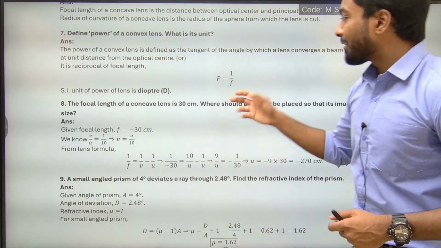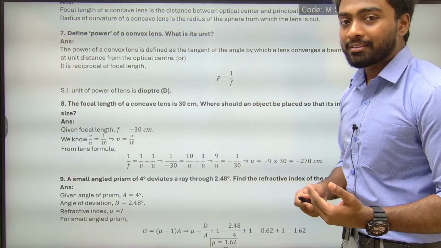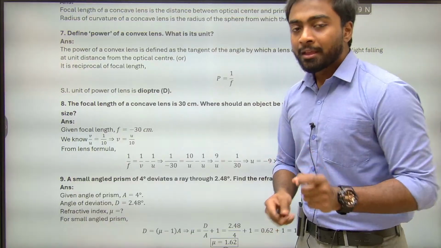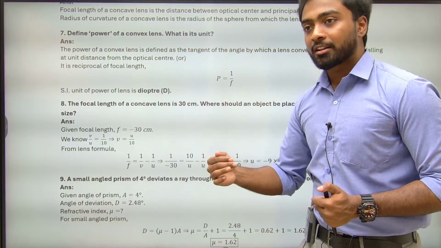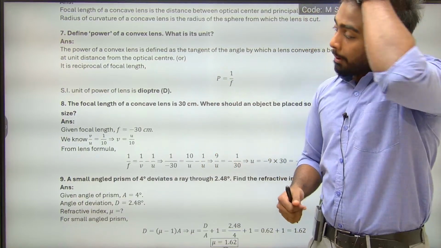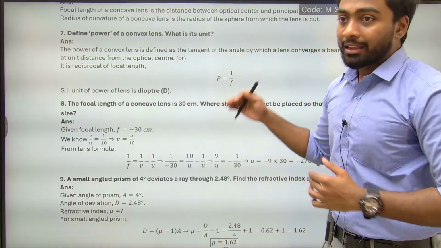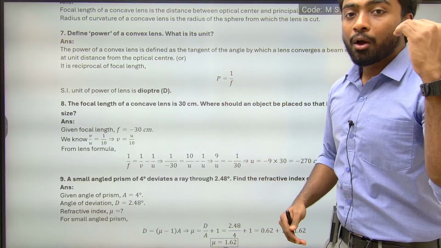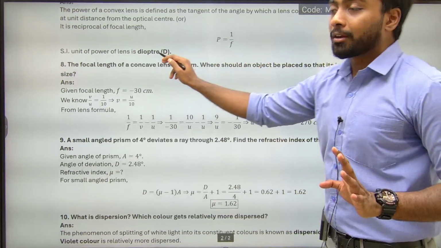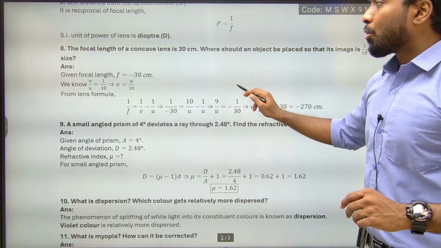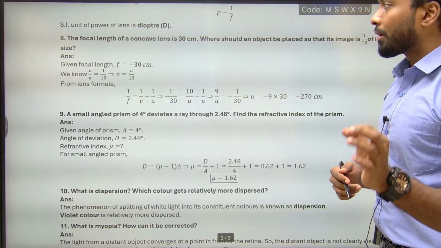So focal length, what is the formula? 1 by f is equal to 1 by u plus 1 by v, right? So 1 by u is 1 by object distance plus 1 by image distance. We are getting now the power formula, the reciprocal of the focal length. And the SI unit is diopter.